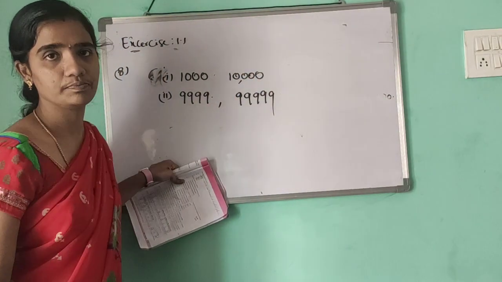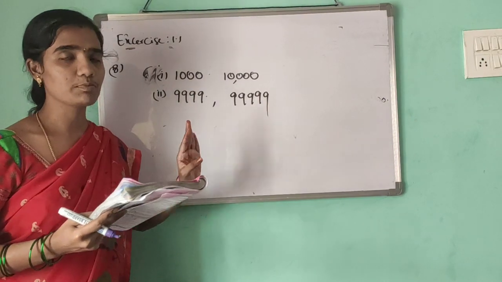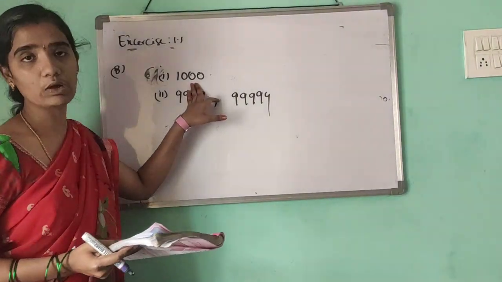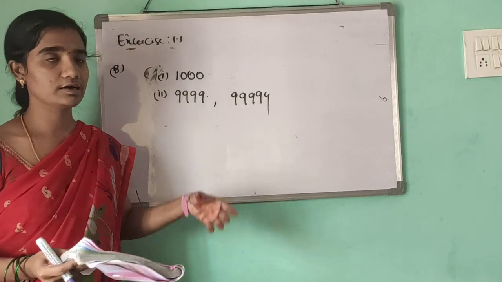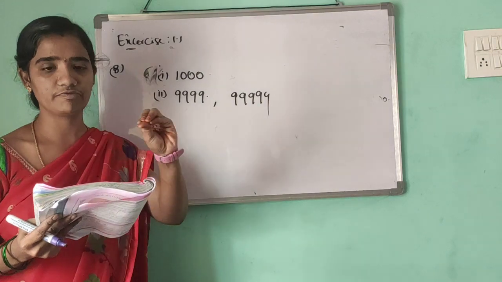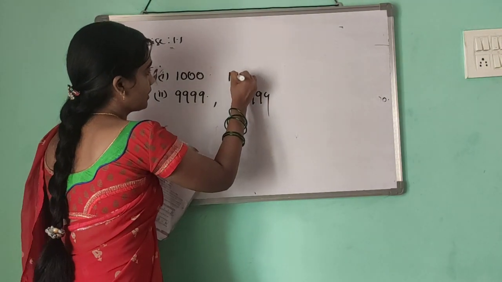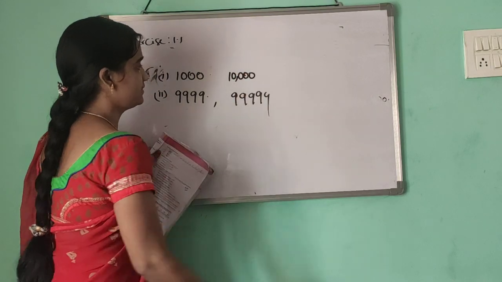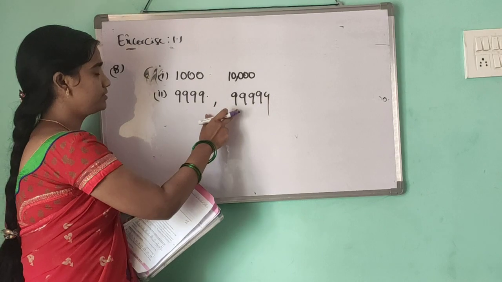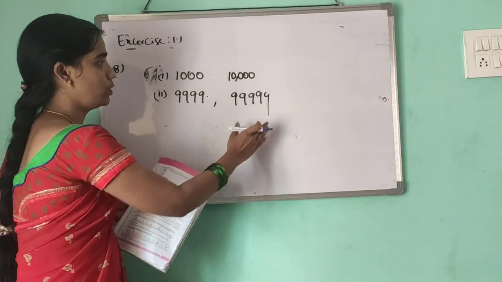10,000. Okay. For the smallest 4-digit number, the answer is 1000. For example, if we ask to write the smallest 5-digit number, how can we write it? 1000, and a 10 is extra. That's it. Here also the same. The greatest number is 9999. For example, the greatest 5-digit number is 99999. Okay.